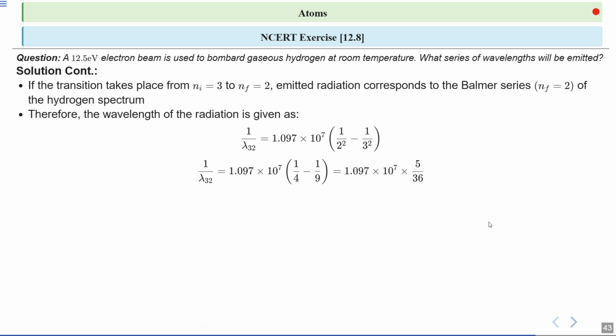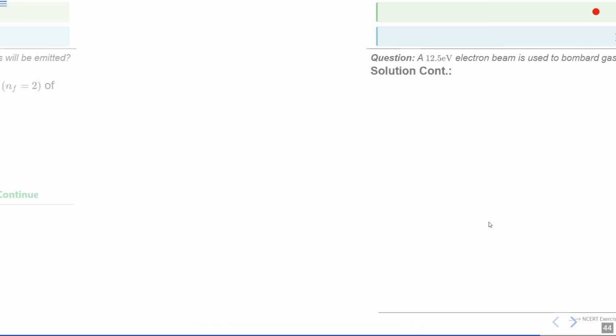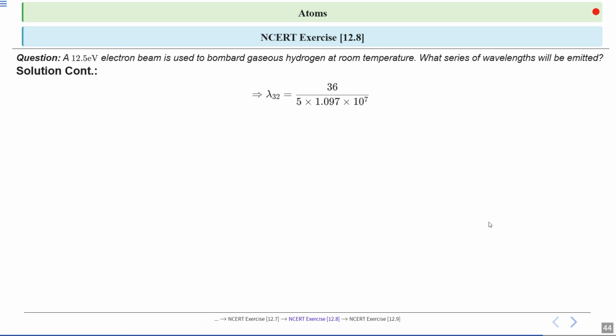This step shows how the energy difference between the two energy levels determines the wavelength of the emitted light. Now let's focus on the calculation for wavelength when an electron transitions from the third to the second energy level, which is called the Balmer series.